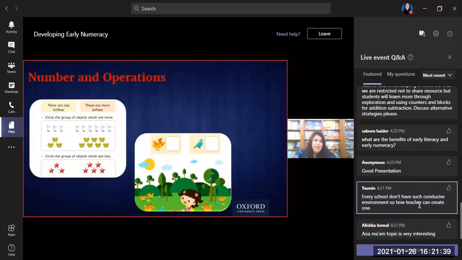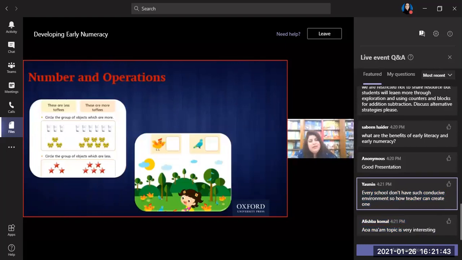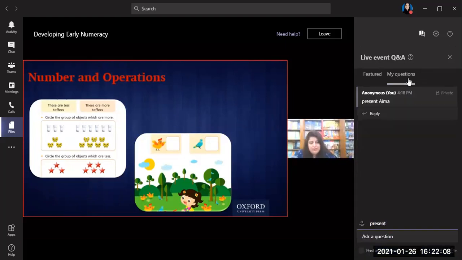As you can see here, there is another activity which is from our countdown series, and this is basically about quantities, which is lesser and which is more, which is greater than and which is less than. So gradually children are able to understand that when the number increases, it's more of a quantity, and when it decreases, it's less of the quantity.